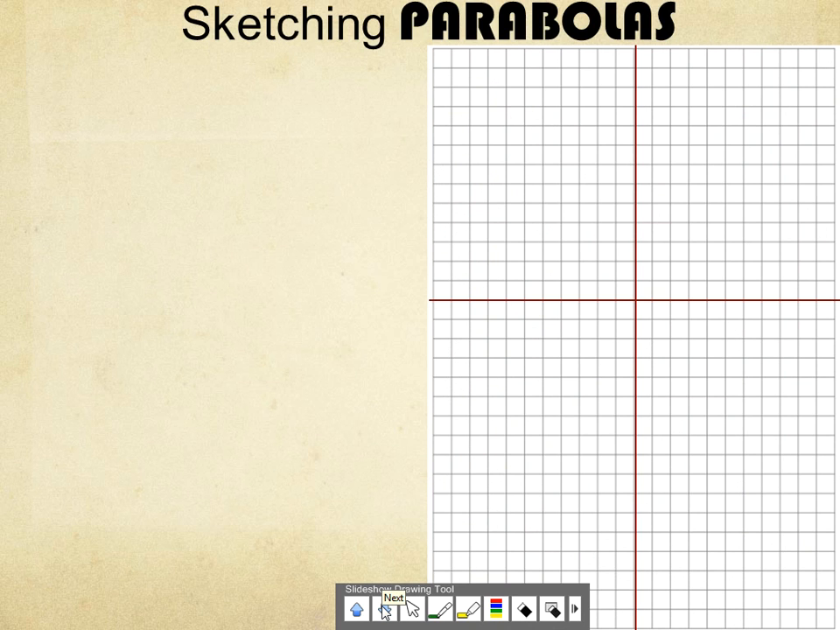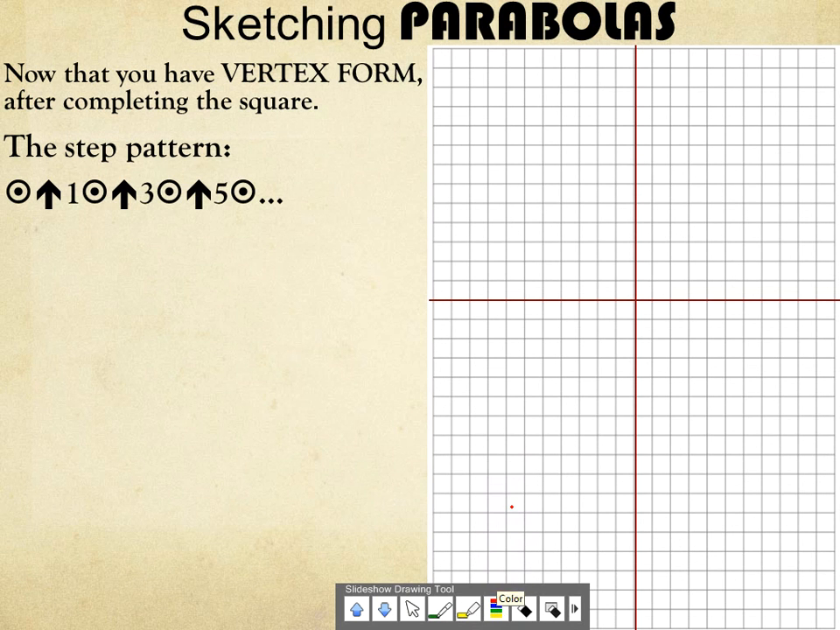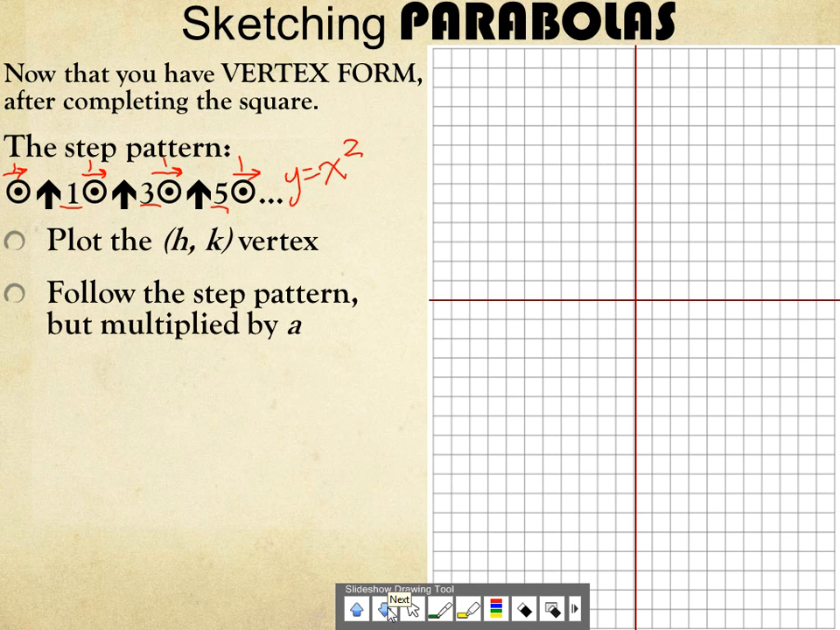Okay, so the reason that vertex form is so valuable that we'll go to all this effort to complete the square is because sketching parabolas is the easiest when you have vertex form. The step pattern in a normal parabola, when I say a normal parabola, I'm talking about y equals x squared, is over 1, up 1, over 1, up 3, over 1, up 5, 7, 9, etc., all those odd numbers. In all of these stages between, you're going over by 1. Then what you have to do in order to make that happen is plot the vertex before you can use the step pattern.